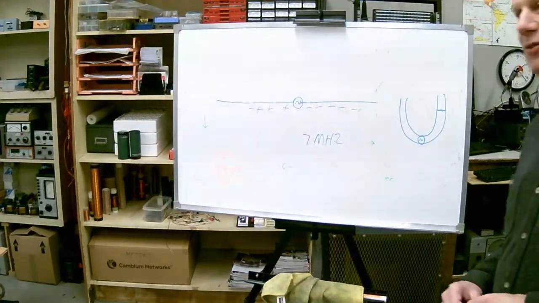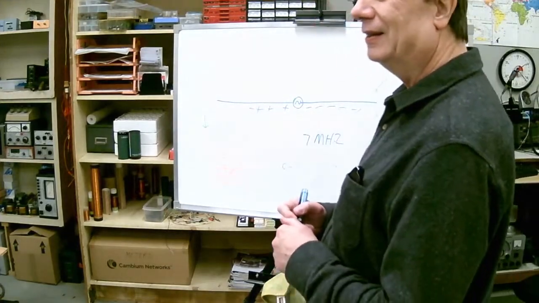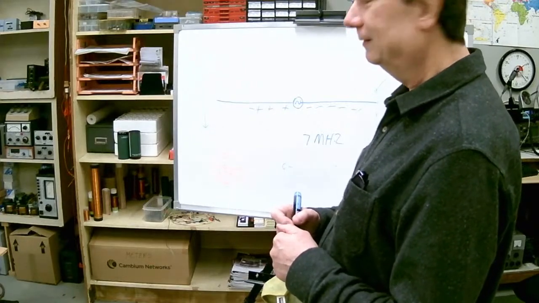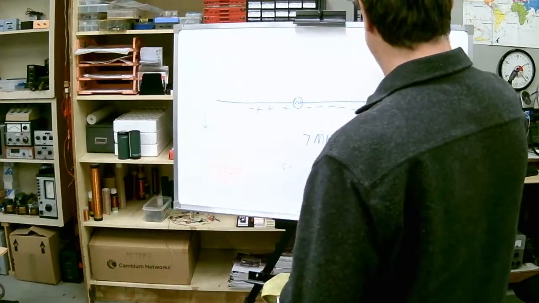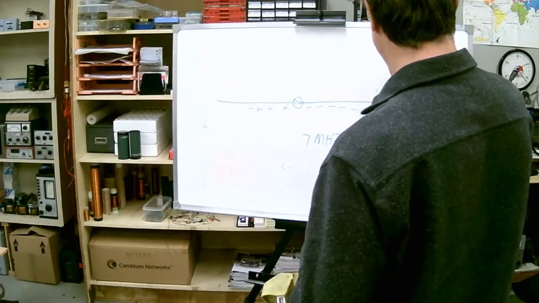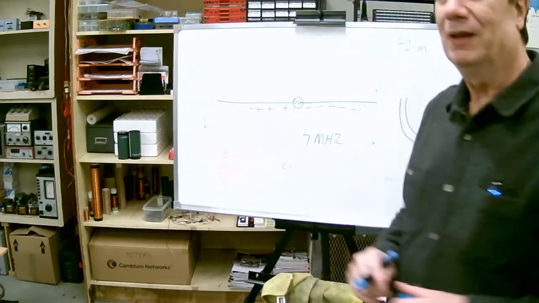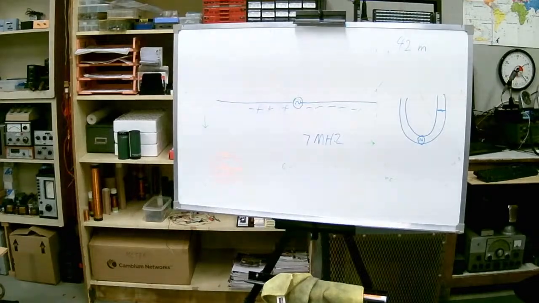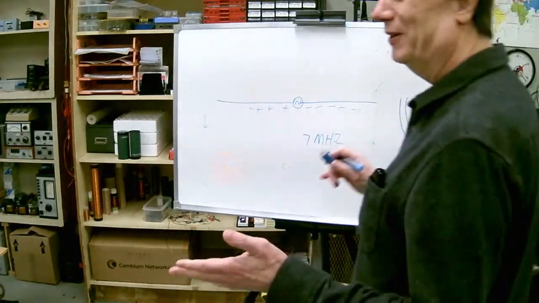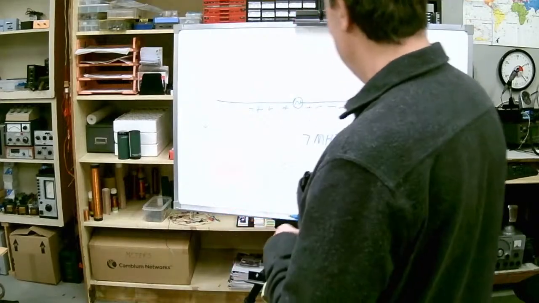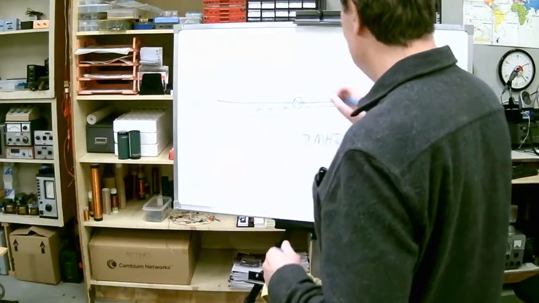Okay, and what units? Meters. Yeah, okay, so 42 meters. That's a full wavelength antenna. Full wavelength, but we don't use full wavelength. We always use half wavelength. So we're going to cut ourselves a piece of wire which is 21 meters long.